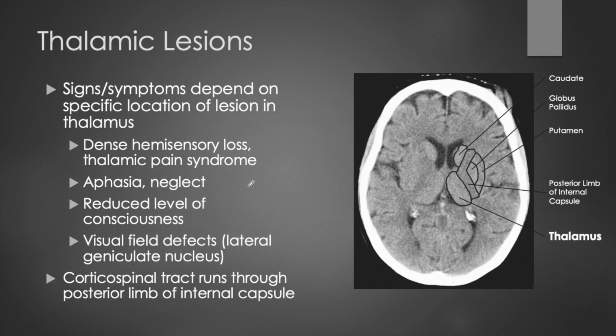The posterior limb of the internal capsule runs between the thalamus and the basal ganglia. The posterior limb carries fibers in the corticospinal tract. Because of this, lesions to the thalamus may also impinge on the corticospinal tract and produce hemiparesis.